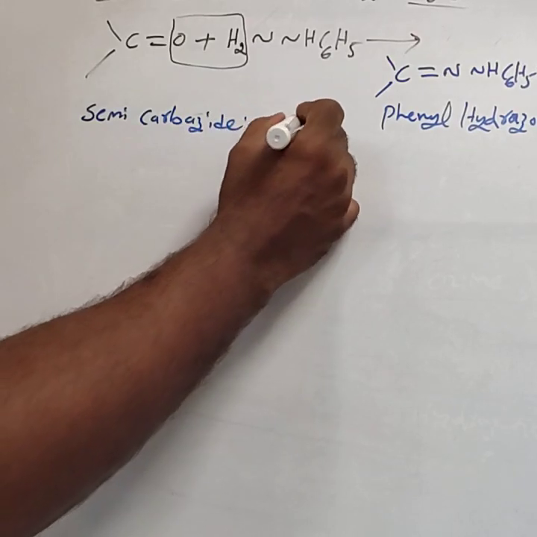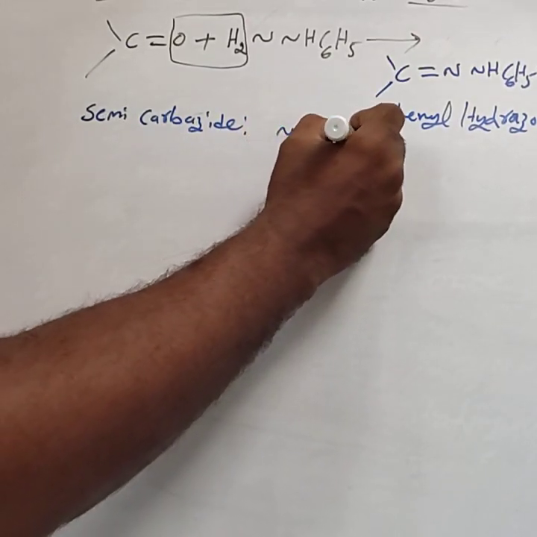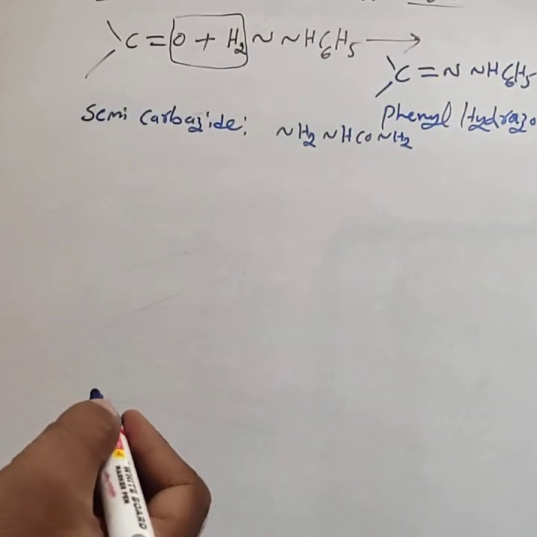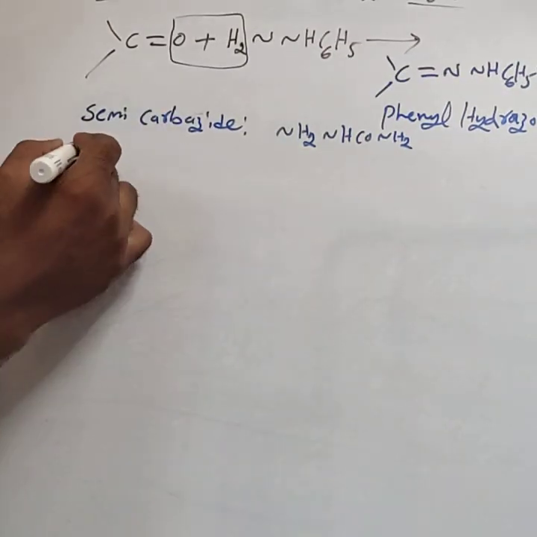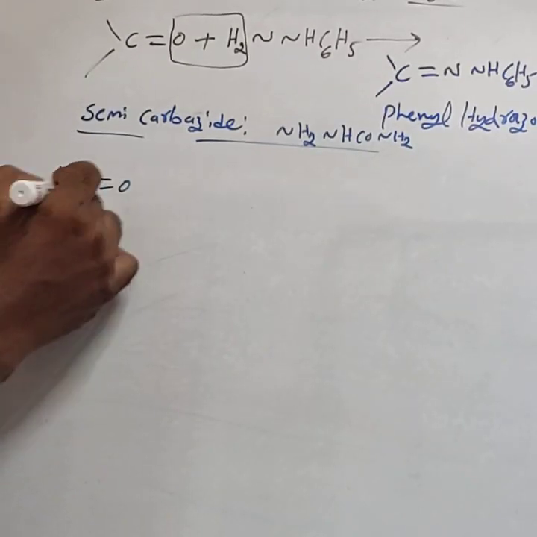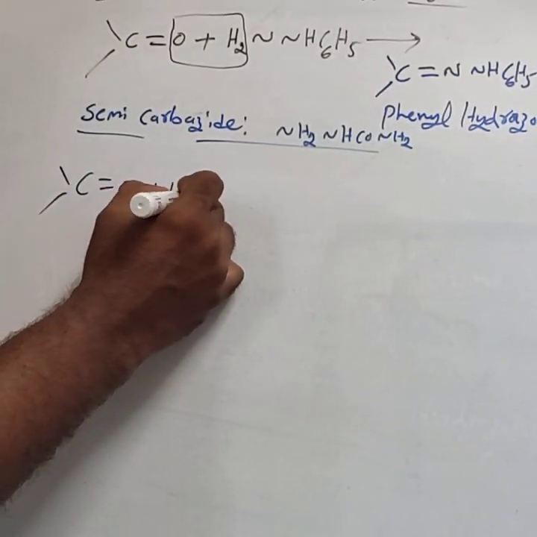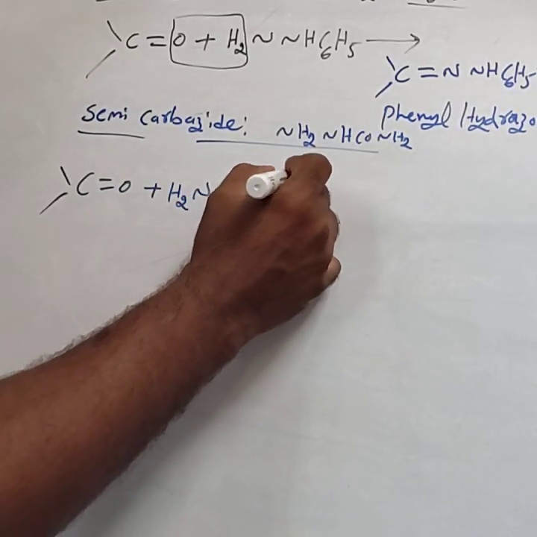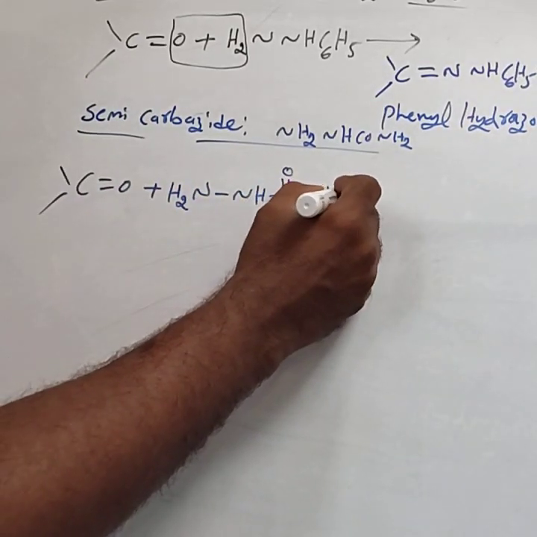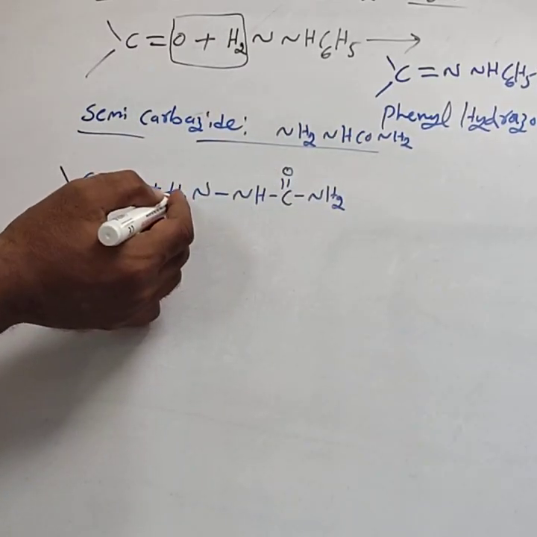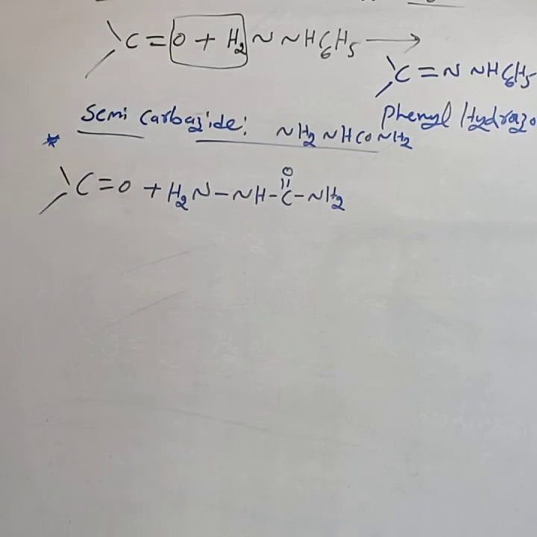Semicarbazide formula is NH2NH2. Then you consider the reaction. This is the carbonyl compound plus NH2, NHCO. Only from the NH2 end do you have to remove the water. This is important for the competitive exams.